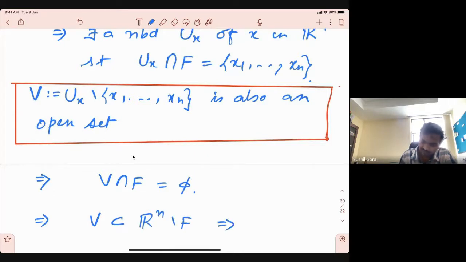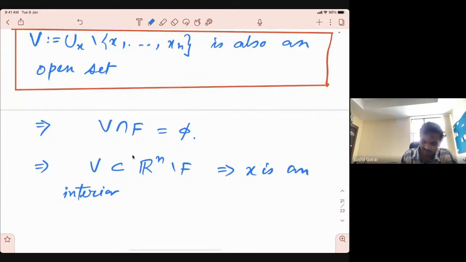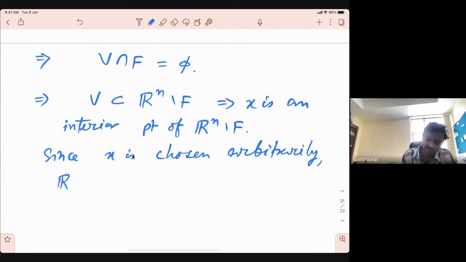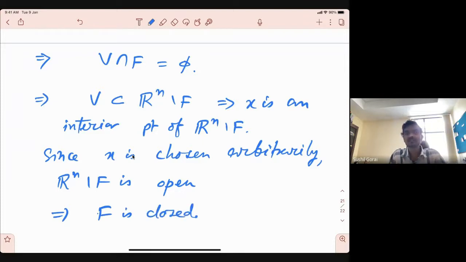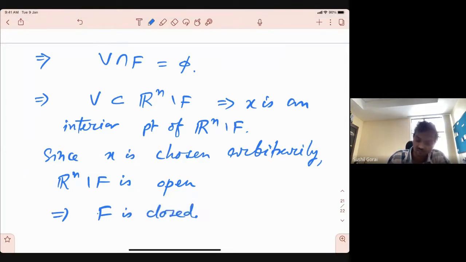So this implies x is an interior point of R^n minus F. Since x is chosen arbitrarily, R^n minus F is open. This implies F is closed. Yeah, any question? I'm sorry, 4 minutes late. Any question here?